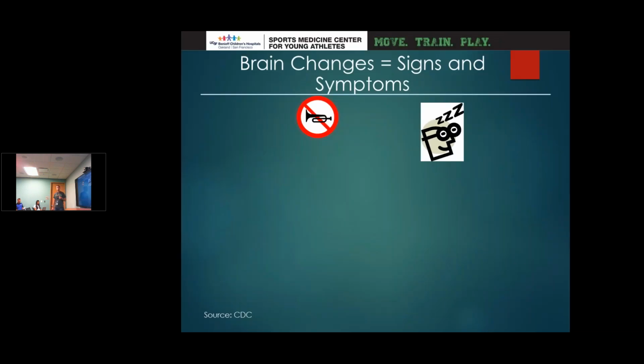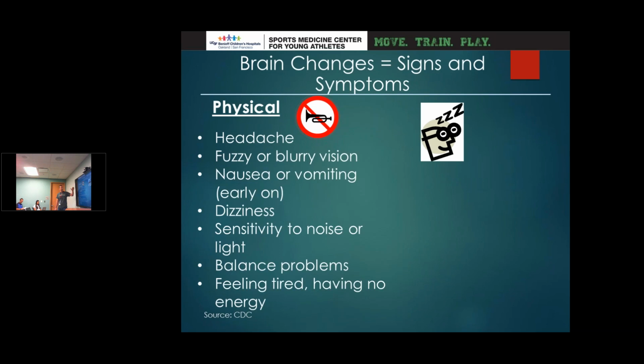So when I talked about condition 3, that after the biomechanical force, rapid acceleration, deceleration, it causes an alteration in how your brain functions. We measure this or observe this by looking at how the athlete is behaving and looking at their signs, or having them report to us their symptoms and looking at possible signs for change in neurological functioning. So we can have physical symptoms like headache, fuzzy or blurry vision, nausea or vomiting. That can be a sign that you can observe. This is usually reported by the athlete.